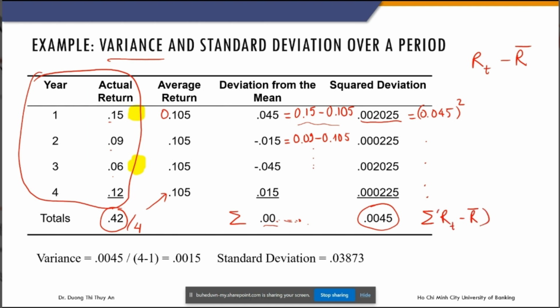squared. And now we have to divide it by T minus 1 in order to get the variance, right? This is what we do. We divide it by T minus 1. This is the variance. And we take the square root of the variance, and we get the standard deviation. This is the square root of this number.